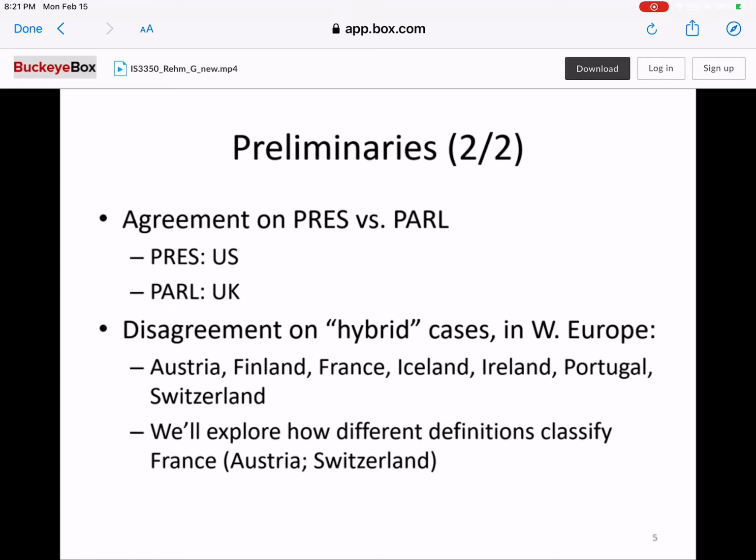The problem is that there's lots of hybrid cases or semi-presidential cases in Western Europe and elsewhere. For example, Austria has both a president and a chancellor or a prime minister. So does Finland, so does France, Iceland, Ireland, Portugal, Switzerland, Germany, and other countries. And it is more difficult to decide whether Austria is a presidential or parliamentary system than to classify the UK, for example. And we'll look at some of these borderline cases later.